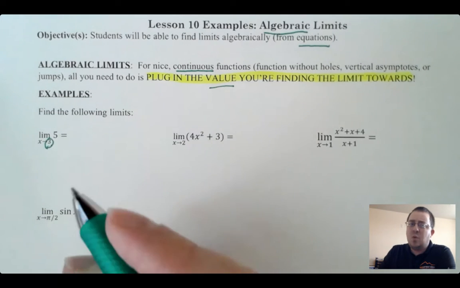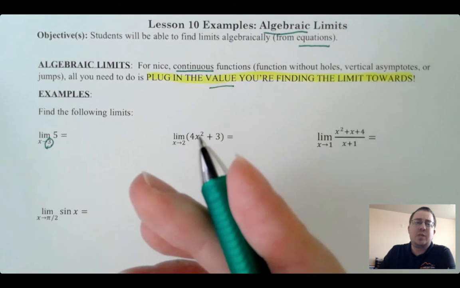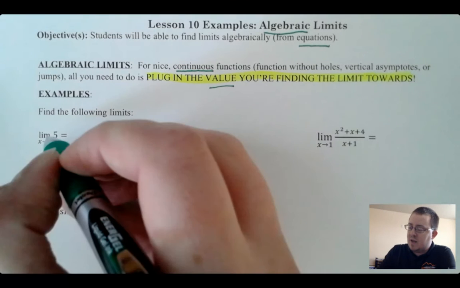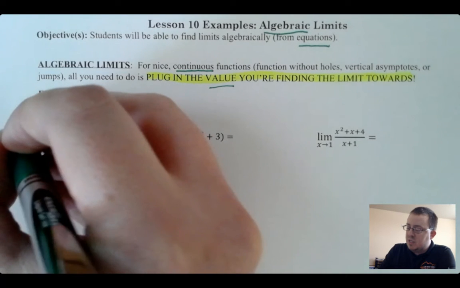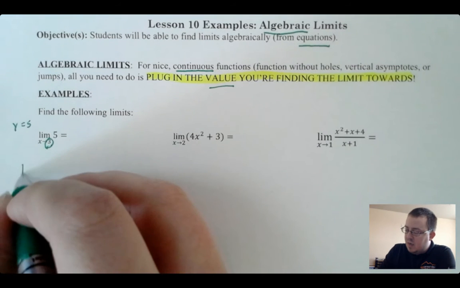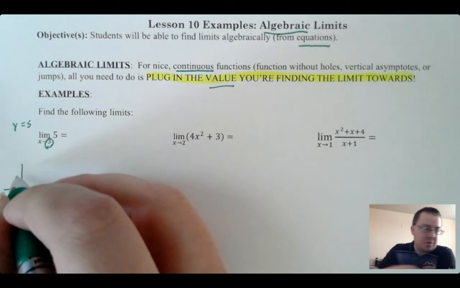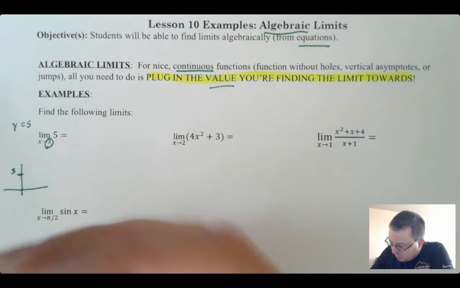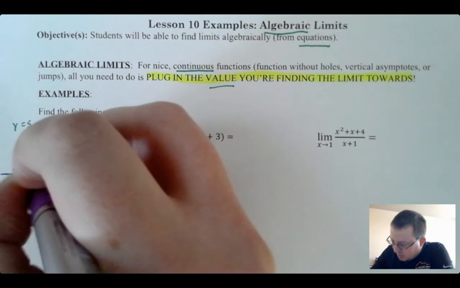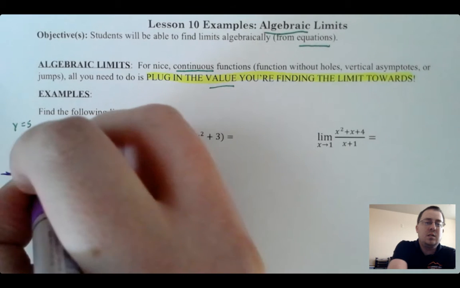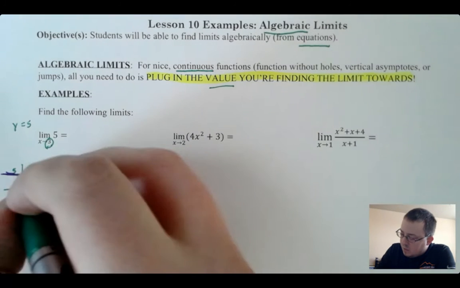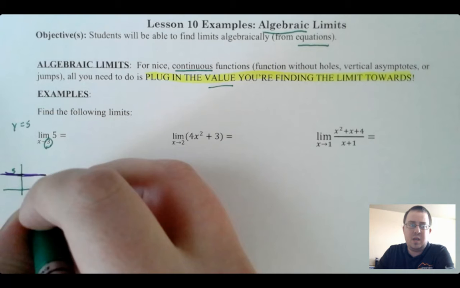So the first one's kind of weird. This is the limit as x approaches 3 of 5. This is the function y equals 5, which is just, if you think about it, a line at y equals 5. Let me get a different color here. So the function y equals 5, if I can draw a straight line, looks like this, just a straight line at 5. And I want to say, what value am I approaching when I get close to 3?